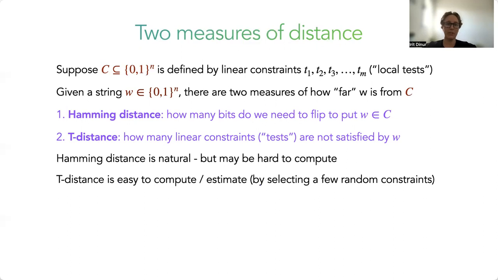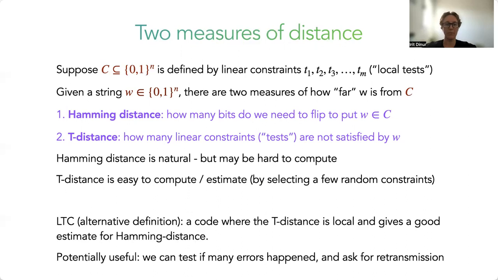Okay, so we have these two distances. The Hamming distance is natural, but might be hard to compute. And the T distance is easy to compute or to estimate. What is the relationship between these two distances? Another way to define an LTC is as a code, a subspace, where these two distances are good estimates of one another. The T distance will give you a good estimate for the Hamming distance.